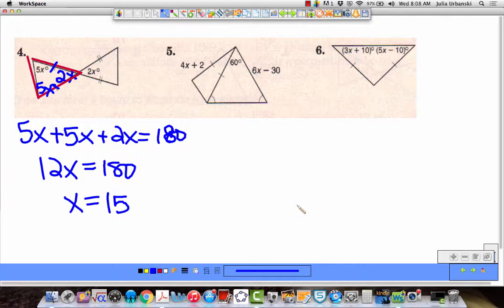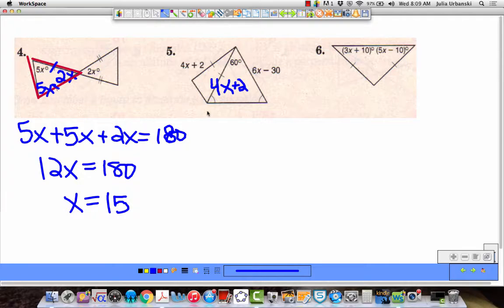All right, number 5. This one's different. Tell me things you notice. Okay, this 4x minus 2 is the same as this one, right? So call that 4x minus 2. Excellent. This is kind of like transitive. But now, these two sides have congruent marks, so they're going to match.